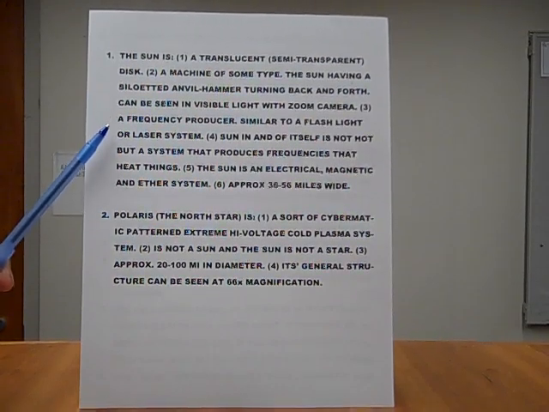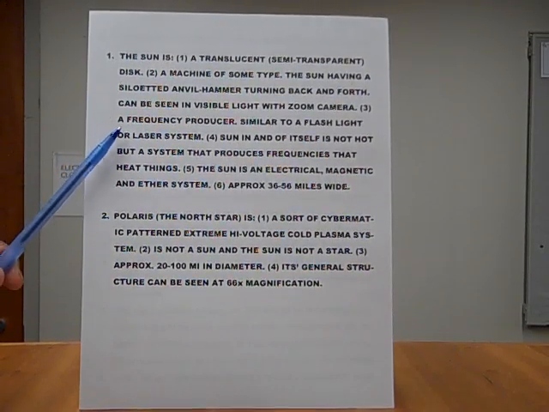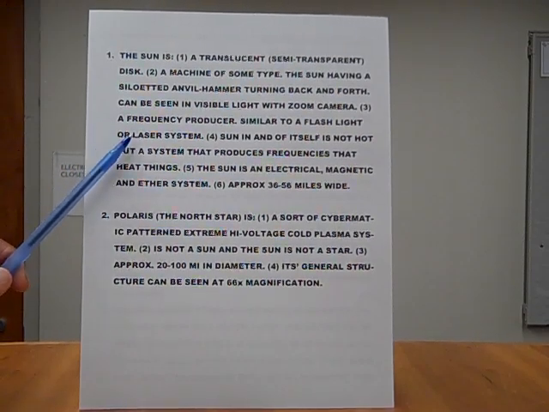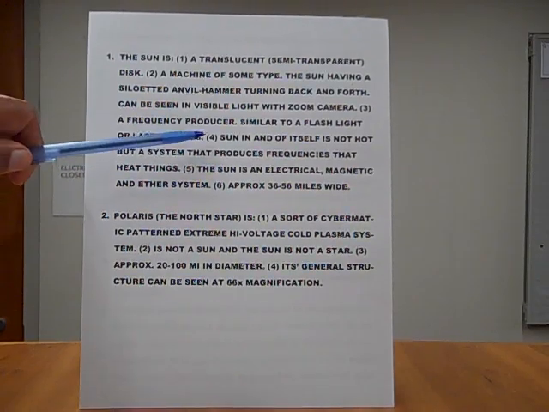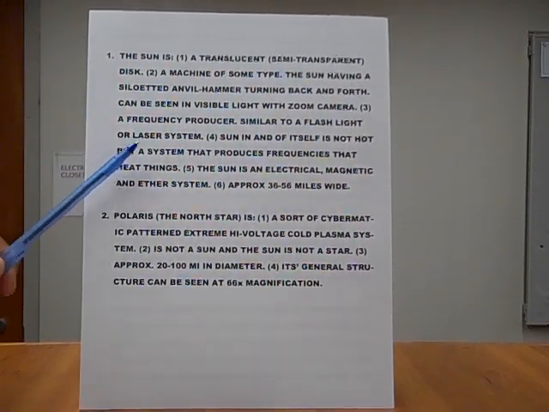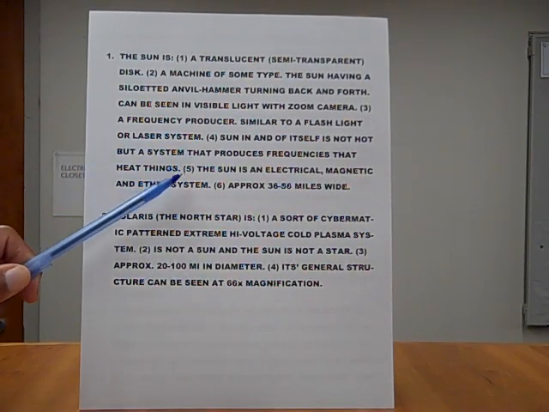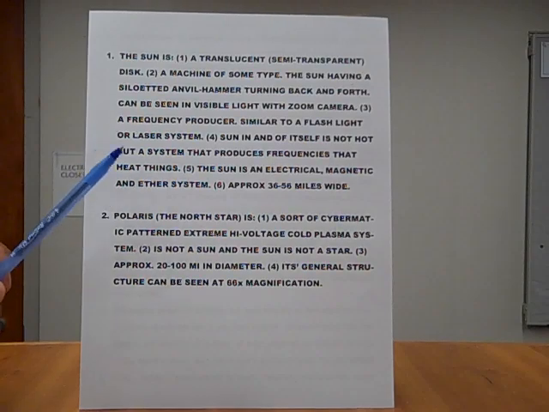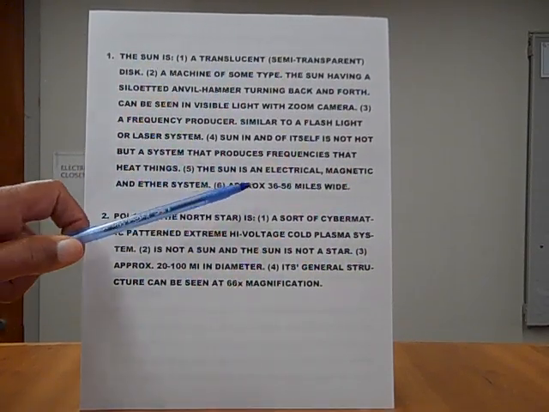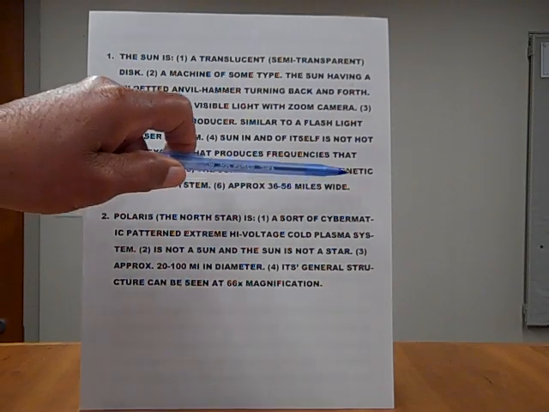Number 3, a frequency producer. The sun is a frequency producer, similar to a flashlight or a laser system. It produces frequency. Number 4, the sun in and of itself is not hot, but a system that produces frequencies that heat things up. Number 5, the sun is an electrical, magnetic, and ether system. Number 6, the sun is approximately 36 to 56 miles wide.